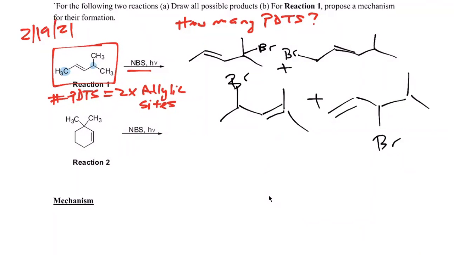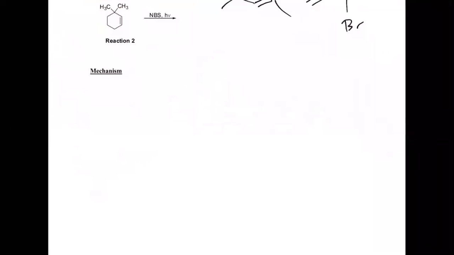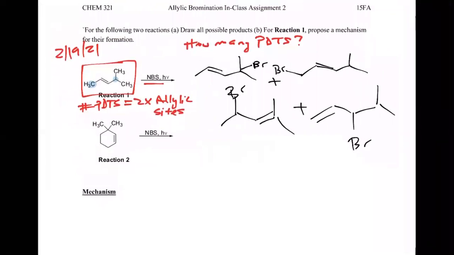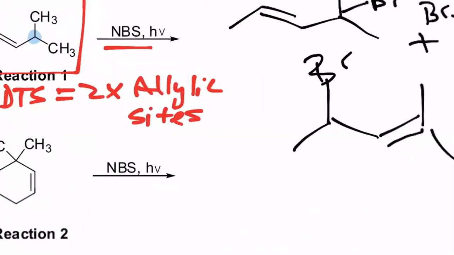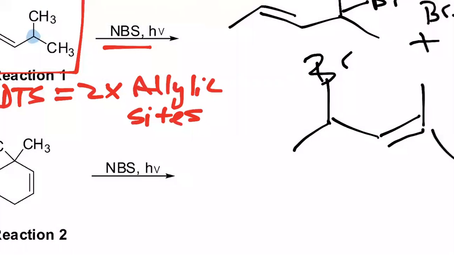All right. So these are the 4 products. Let's see where they came from. All right, and we're gonna go through this mechanism a step at a time. So what's the first step? And how do we know what type of mechanism it is? What's the clue?